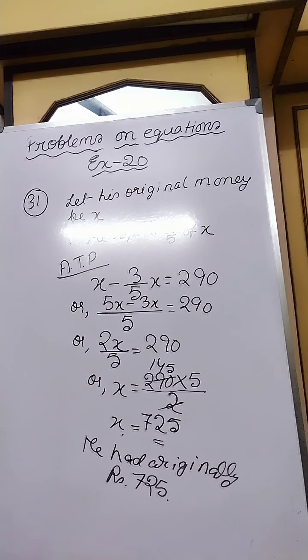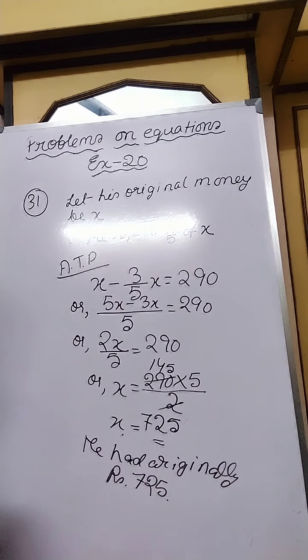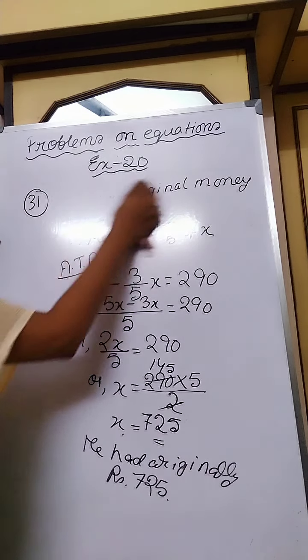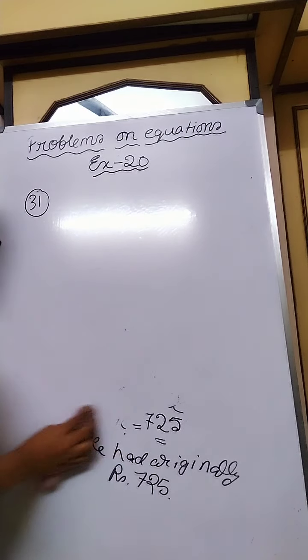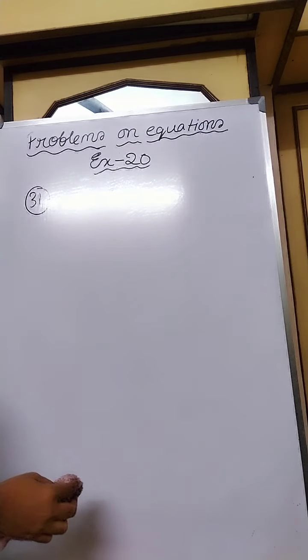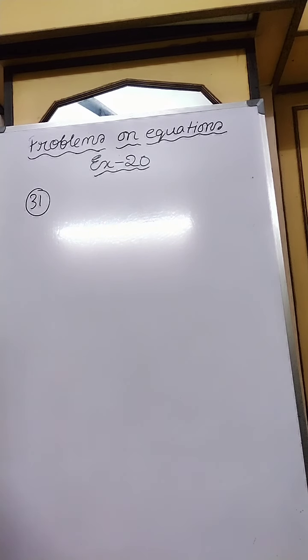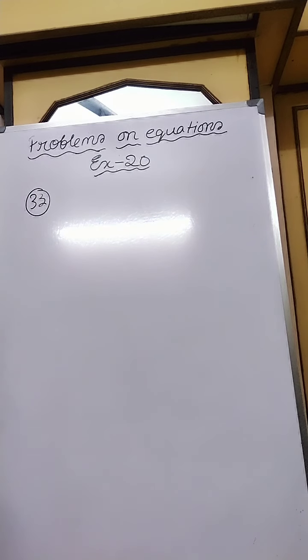Now we will do the next sum, that is sum number 33. What is written in sum number 33? In sum number 33, it is written that 1/6 of a bamboo is within the mud, 1/8 is within the water, and the remaining 17 meters is above the water. What is the total length of the bamboo?